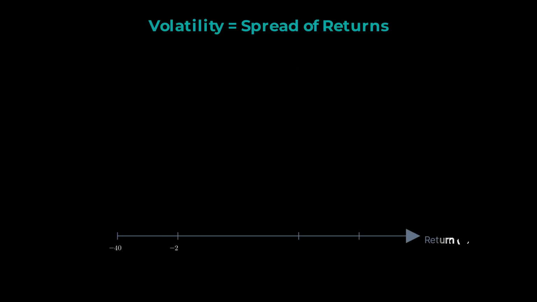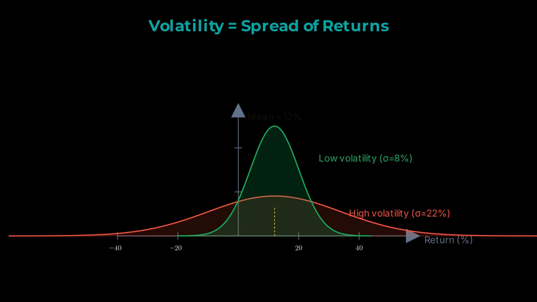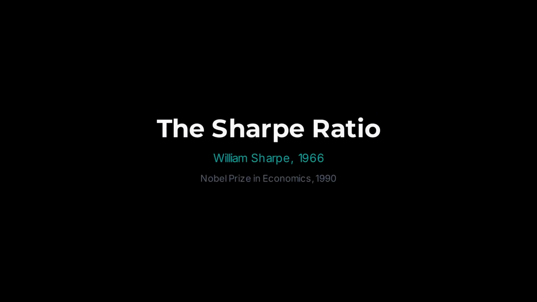This is where volatility comes in. Volatility measures how much returns fluctuate over time. The wider the distribution of returns, the higher the risk. Two funds can have the same average return but very different risk profiles. So how do we properly compare investments that have different levels of risk?